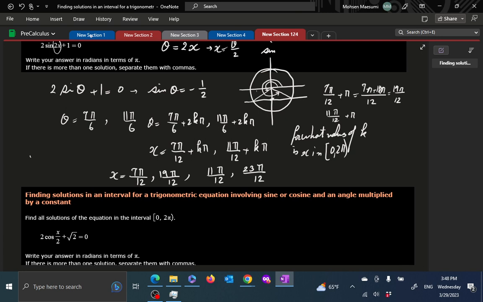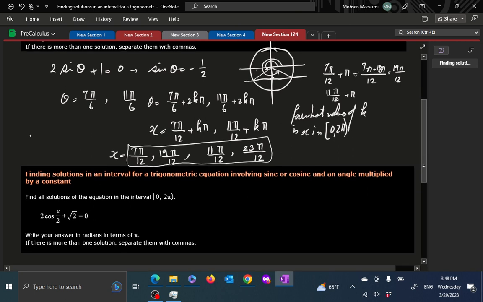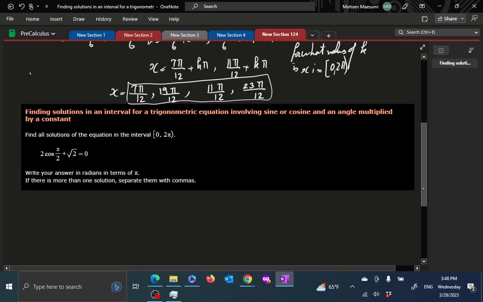So we have 4 possibilities in 0 to 2 pi, and so the main issue here is to choose what multiples of pi can you add and still be inside the first circle. How about here?